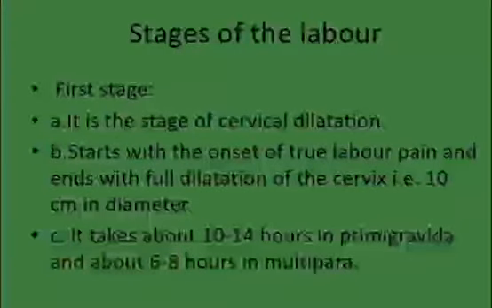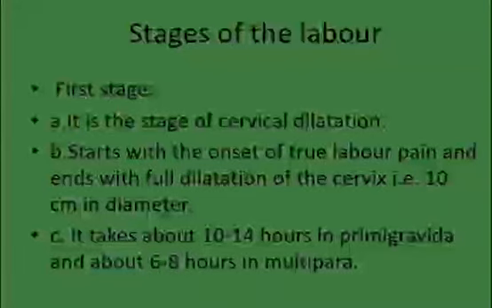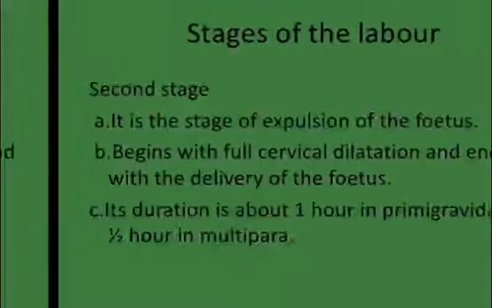First stage. It is the stage of cervical dilation. This starts with the onset of true labor pain and ends with the full dilation of the cervix, 10 cm in diameter. It takes about 10 to 14 hours in the primigravida and about 6 to 8 hours in the multipara.